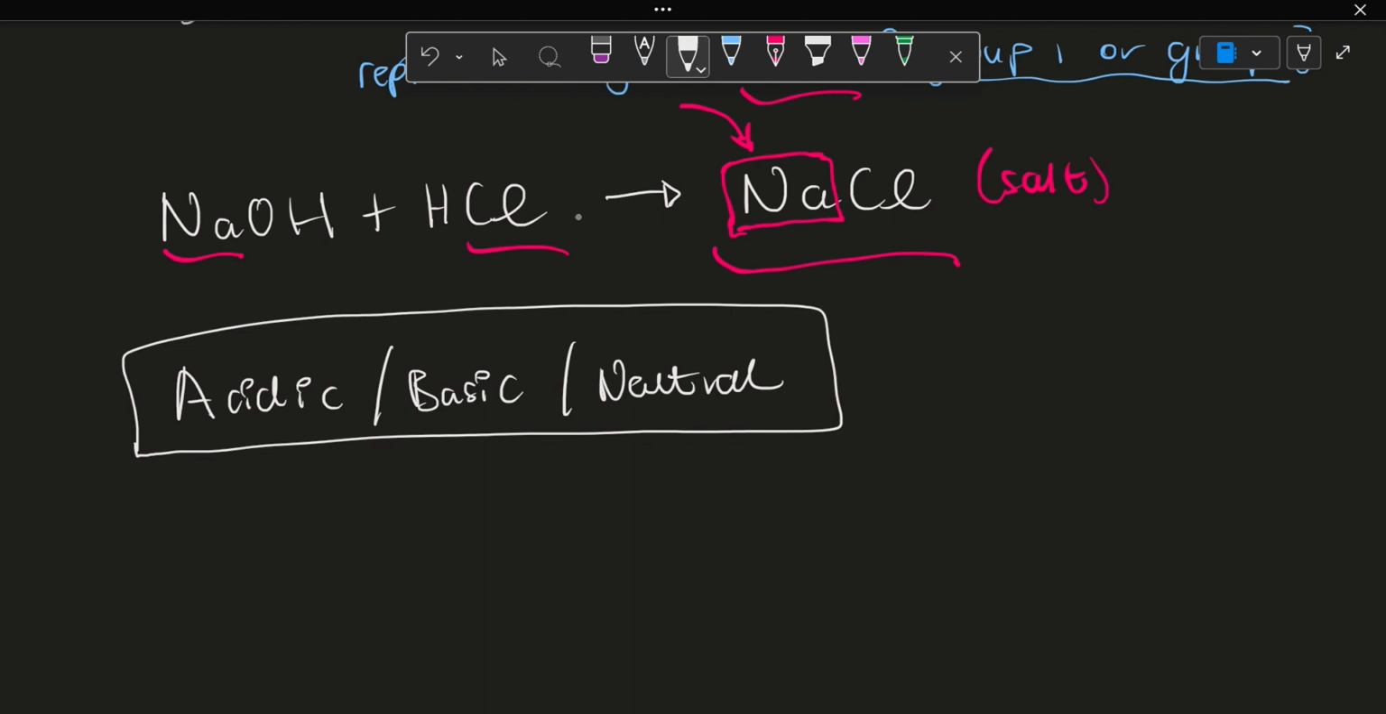So I have an acid with a base. I have my salt. So my salt can be one of three things here. It can be acidic, it can be basic, or it can be neutral. And when we say something is neutral, it's just 7, neither acidic nor basic. It's just neutral. So your resulting salt can be any of those things during hydrolysis.